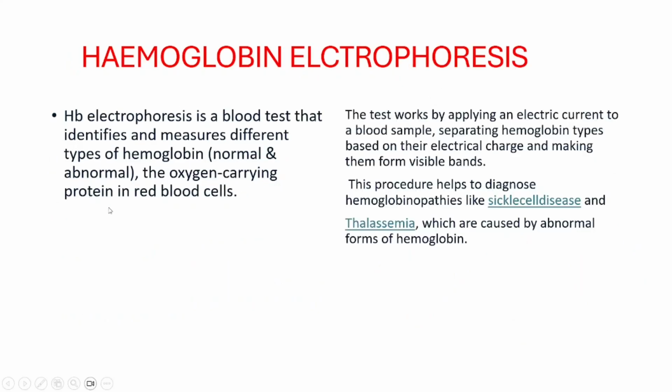So as we discussed, Hb electrophoresis is a blood test that identifies and measures different types of hemoglobin. The test works by applying an electric current to a blood sample, separating hemoglobin types based on their electrical charge and size, forming visible bands.